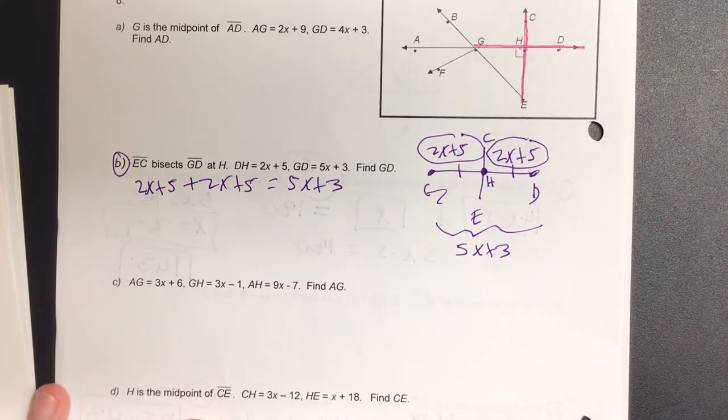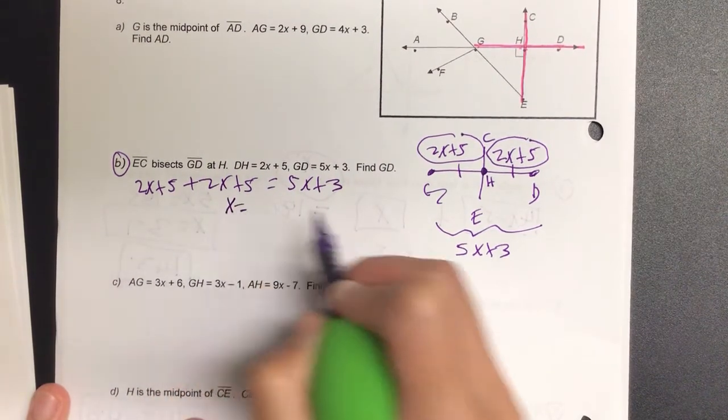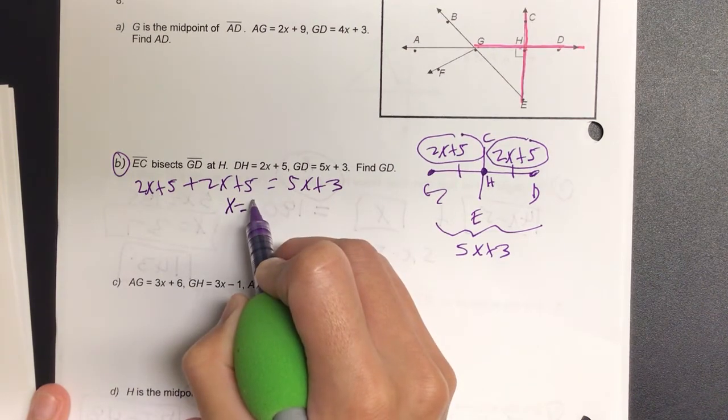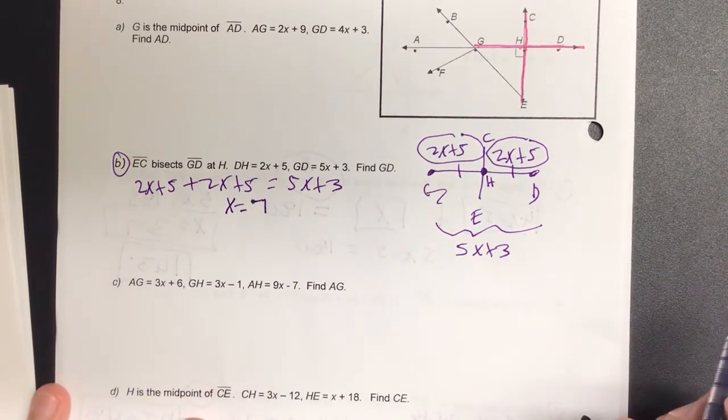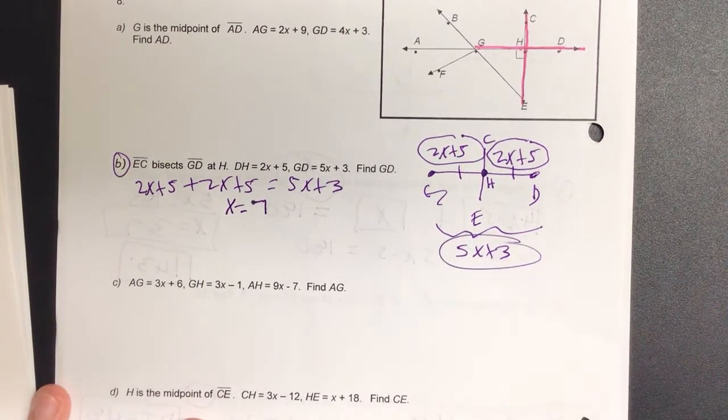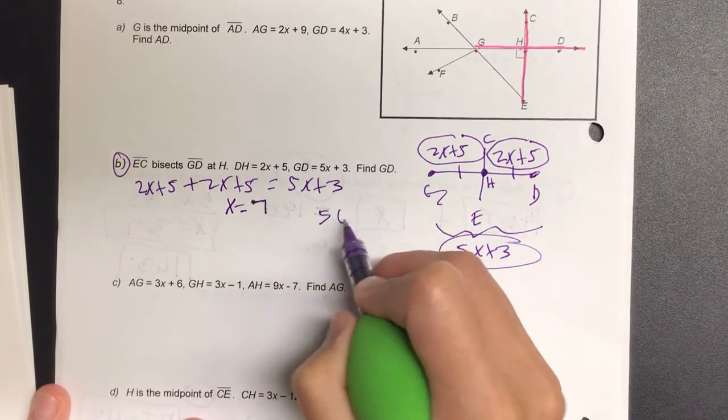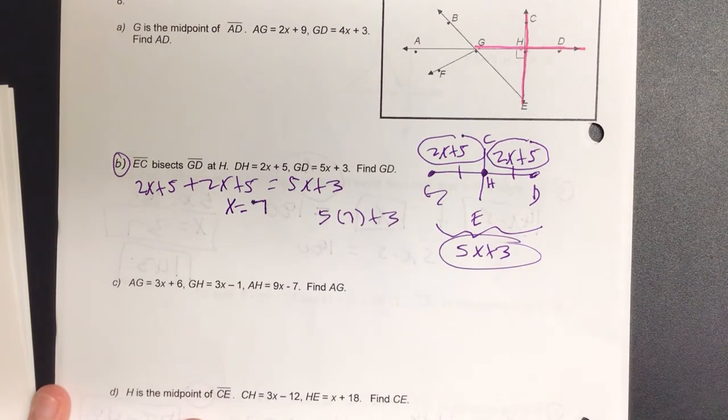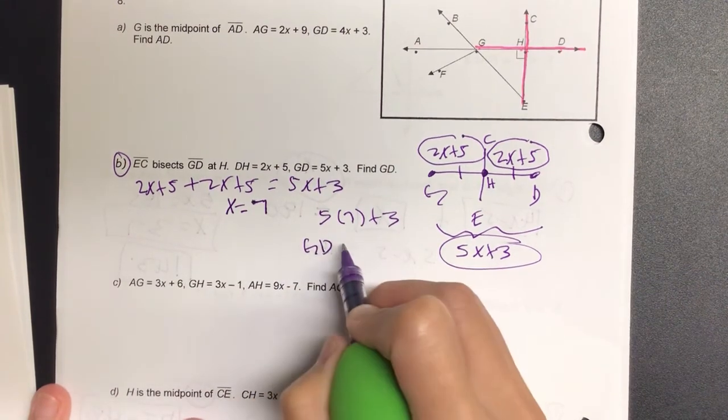Hopefully you can do the algebra 1 part. X should have equaled how many? 7. And it says to find GD, so might as well just plug it in here. So I have 5 times 7 plus 3, and I heard 38. So GD is 38.